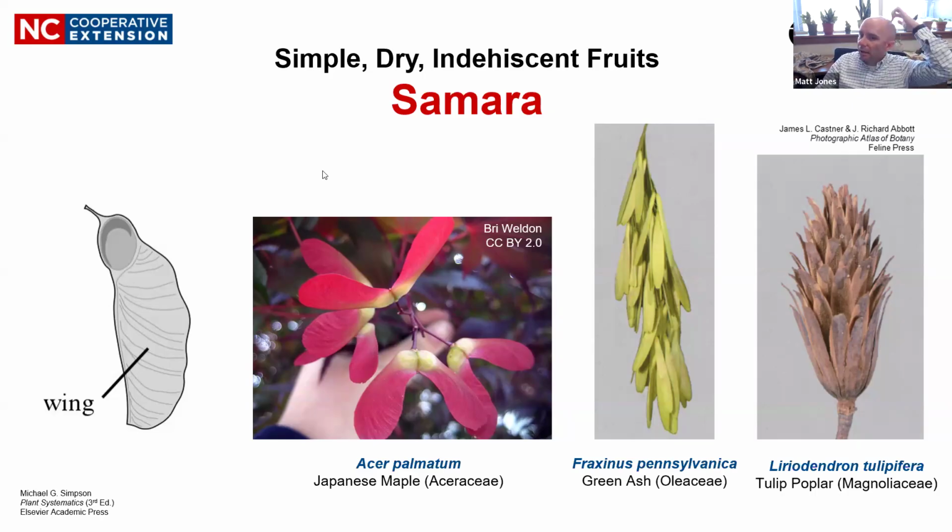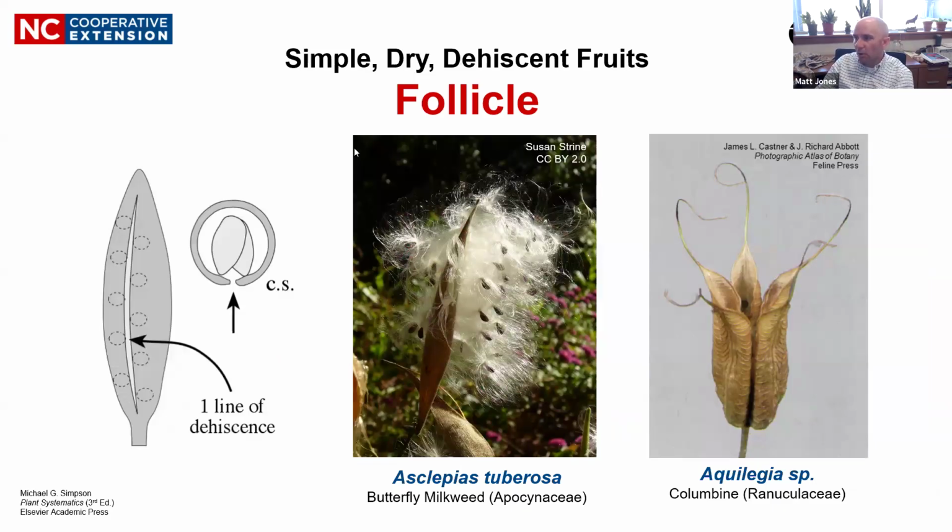Now, some plants have fruits that open at maturity, and if they open just along one suture, it's called a follicle. So here is a follicle of a milkweed, or in the case, same thing with columbine. They are technically follicles. They open up usually along one suture, and then the seeds can fall out or come out. In the case of milkweeds, through these parachute-like structures away from the parent plant.